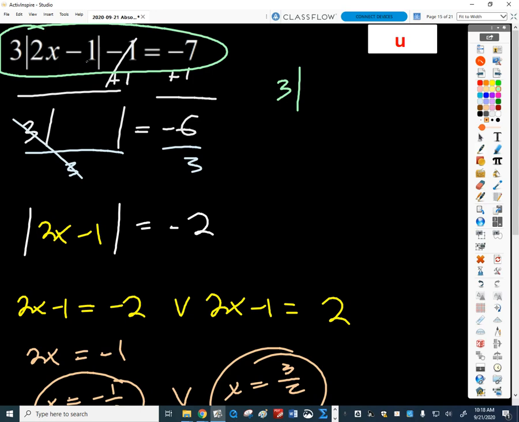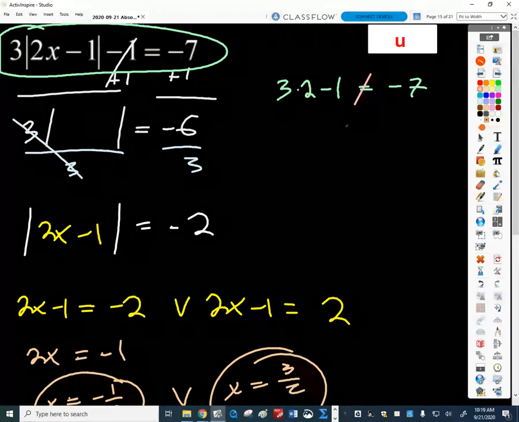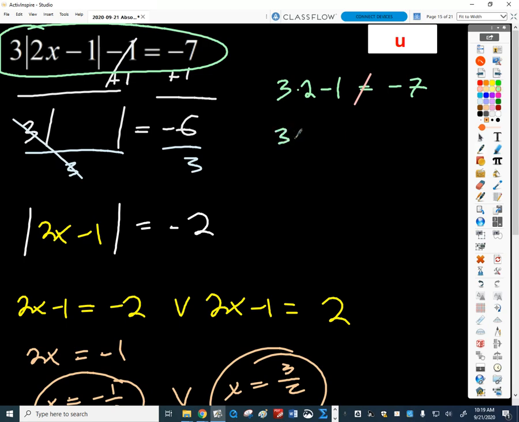So I'm just going to get 3 times 2 minus 1 equals -7. Well, that's not true, is it? So that one fails. What if I try the -1/2? I'm going to get 3 times -1/2 times 2 is -1. -1 minus 1 is -2. The absolute value makes it positive, and so I have the same problem. They don't work, do they, if I plug them back in?